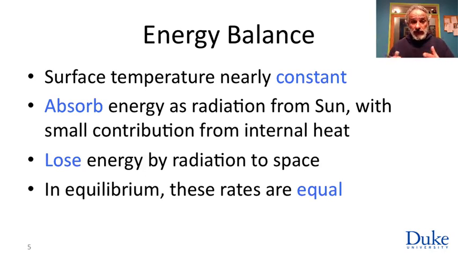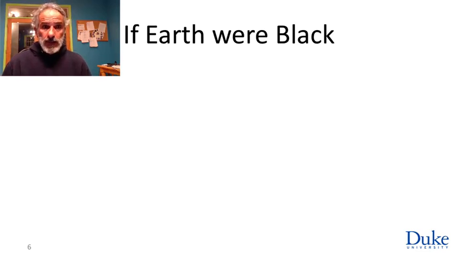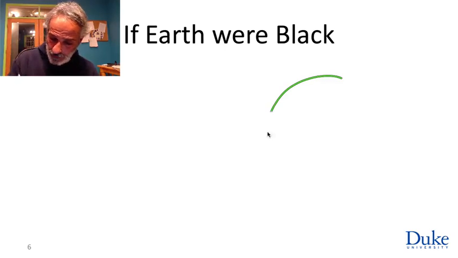In equilibrium, this is a stable equilibrium, and one expects the rate at which Earth absorbs energy and the rate at which Earth loses energy to be equal, and we can use that to figure out how warm Earth should be. So, Earth is a dense object. As a first approximation, let's imagine the Earth as a black body. How does this work? Well, here's the Earth.